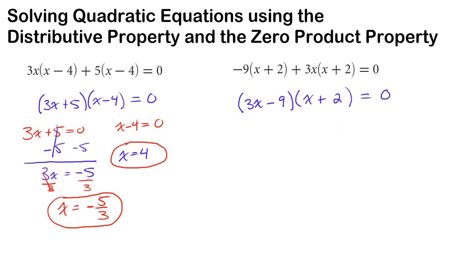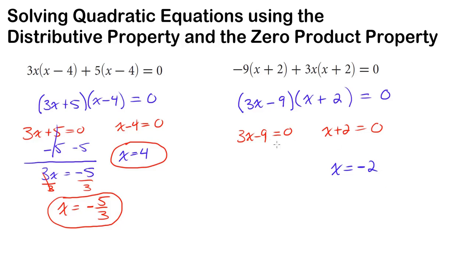And we can go ahead and use the zero product property. So if 3x minus 9 times x plus 2 equals 0, then either 3x minus 9 equals 0, or x plus 2 equals 0, or both. And then we can go ahead and solve. This one we know, x plus 2 equals 0. This is a coefficient of 1 on the x, so we know that our solution is the opposite of positive 2. So we know we have x equals negative 2.